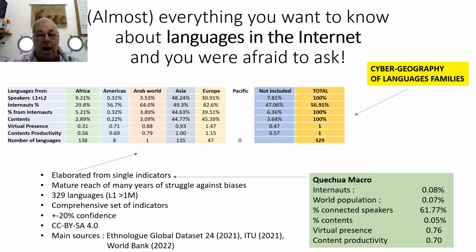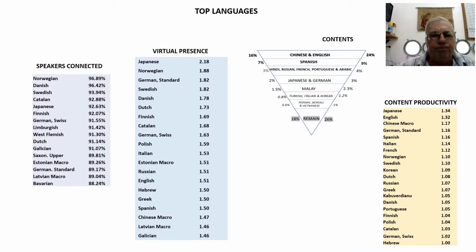The main sources are Ethnologue, ITU, and World Bank, plus many indirect sources we are collecting on the internet and processing in our model. I am talking only about the top languages for the presentation, but we have the same data for each one of the 329 languages. You can see that the most connected speakers are Norwegian, Danish, Swedish, Catalan, Japanese, Finnish, above 92%.